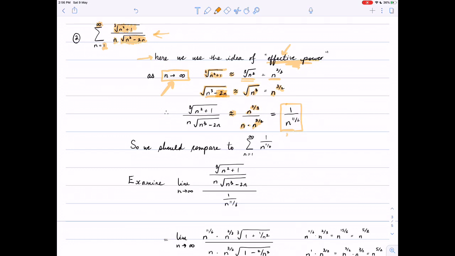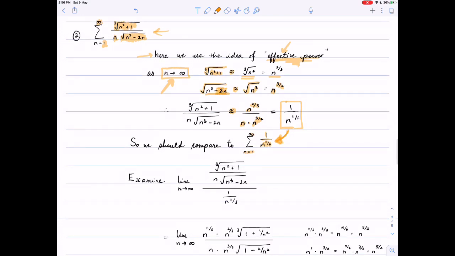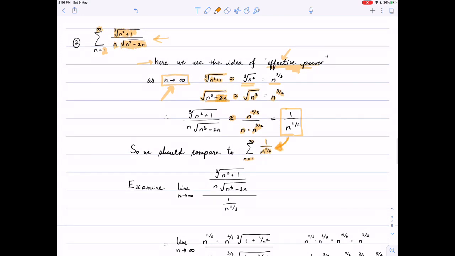And so that is telling you that the p-series to which it would make sense to compare is the sum from n equals 1 to infinity of 1 over n to the 11/6. So if we do this limit comparison, we're going to take one series term divided by the other series term and take the limit as n goes to infinity.